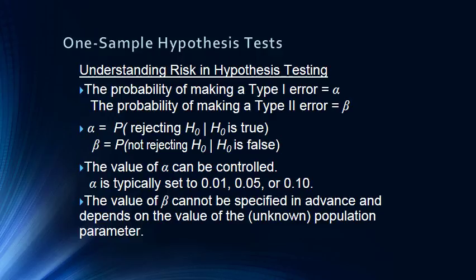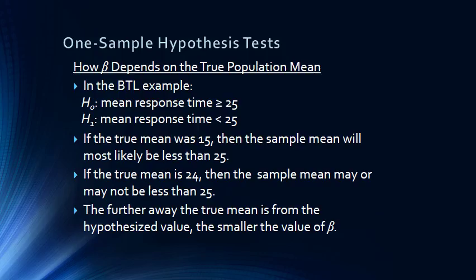The value of alpha can be controlled, and alpha is typically set to 0.01, 0.05, and 0.10. And the value of beta cannot be specified in advance and depends on the value of the unknown population parameter. Now, alpha is the probability that we're going to be controlling. Now, how beta depends on the true population mean.